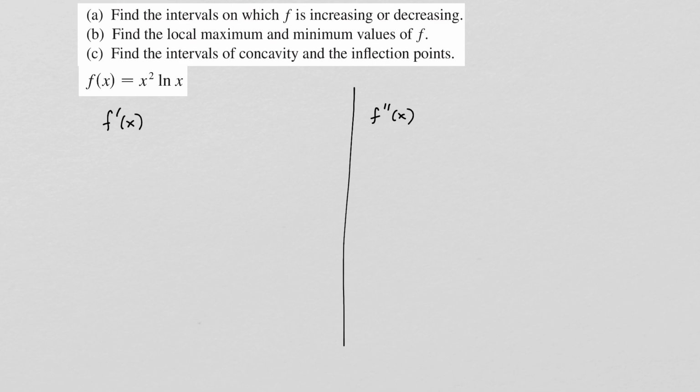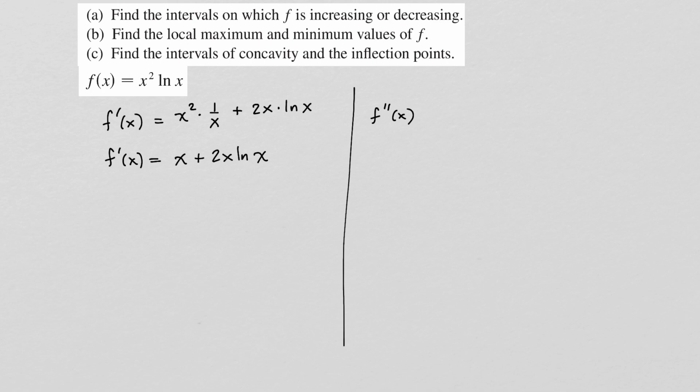So let's go ahead and compute the first derivative. We need to use the product rule. We have 2 functions here. So that first derivative is going to be x squared multiplied by the derivative of natural log of x, which is 1 over x, plus then the derivative of x squared, which is 2x, times natural log of x. So our first derivative here is x plus 2x natural log of x.